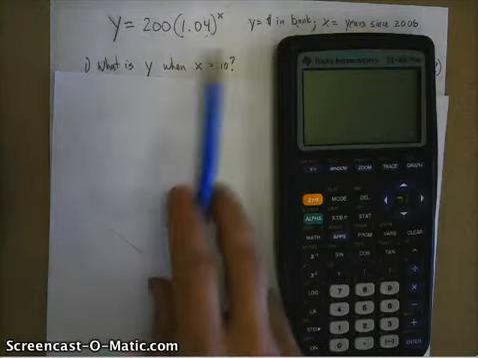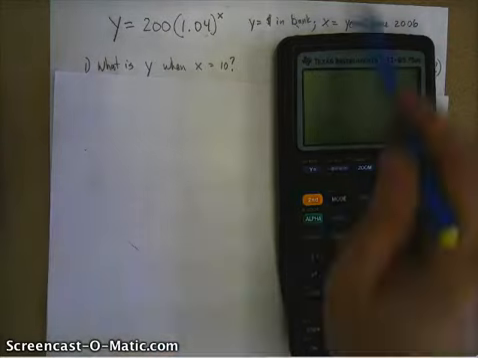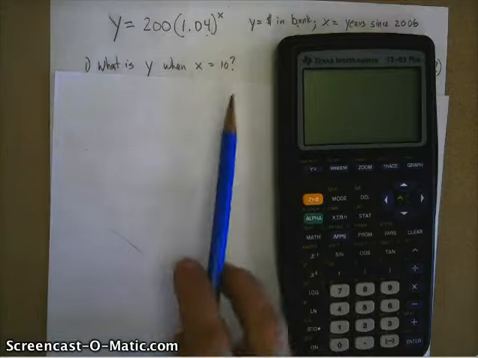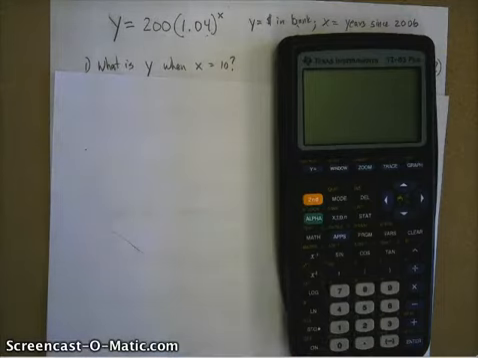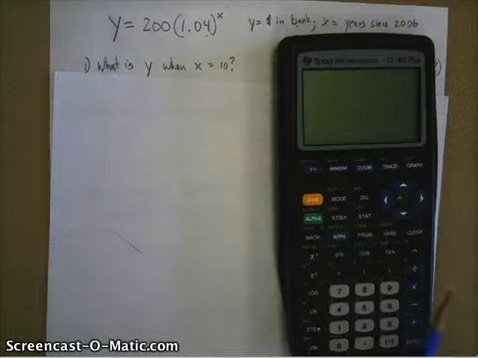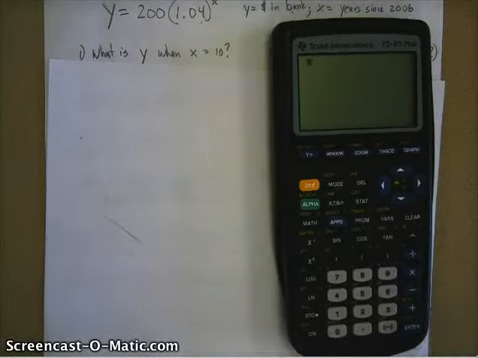You should be able to figure out this equation. It's talking about $200 in a bank account put in 2006, 4% interest. So I want to know in 10 years how much money is in the account. So I want to put this equation in the calculator. First I have to turn it on. Make sure you can see it down here.